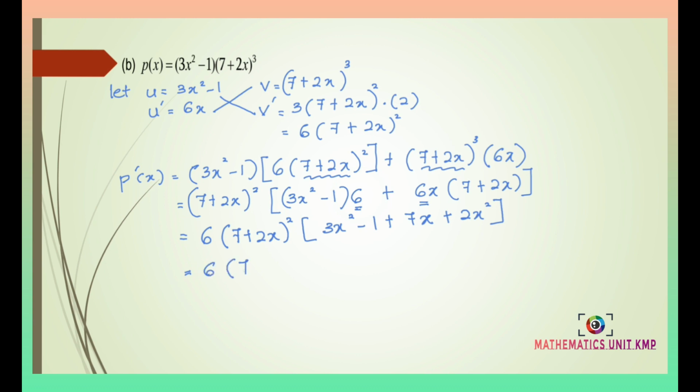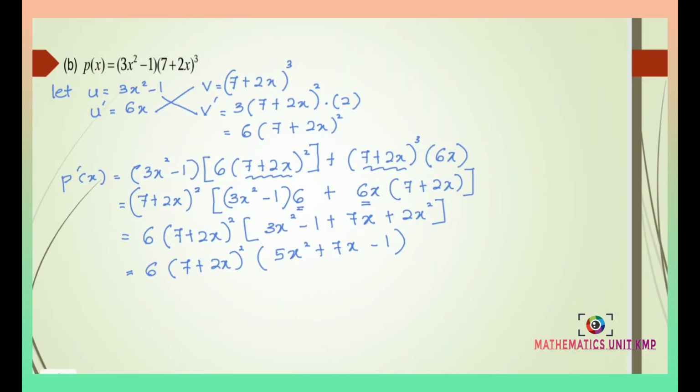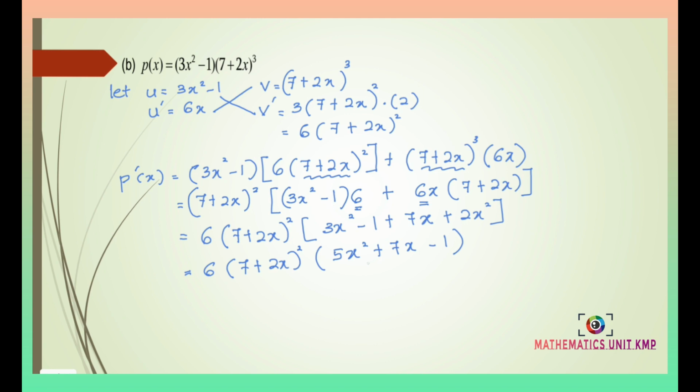Then the answer we get is 5x squared plus 7x minus 1. Because we cannot factorize this expression, that is the answer.